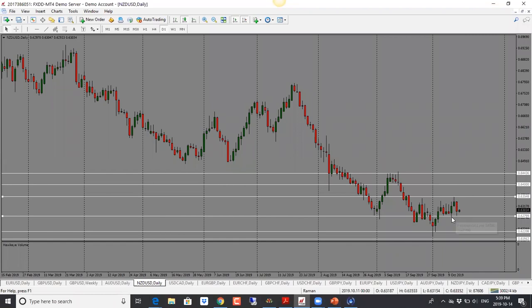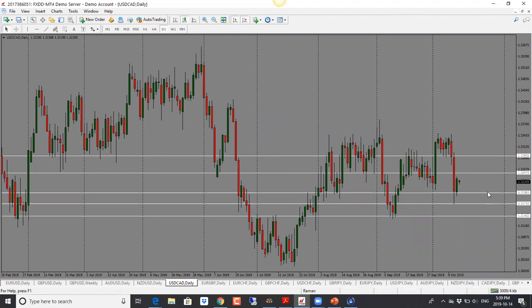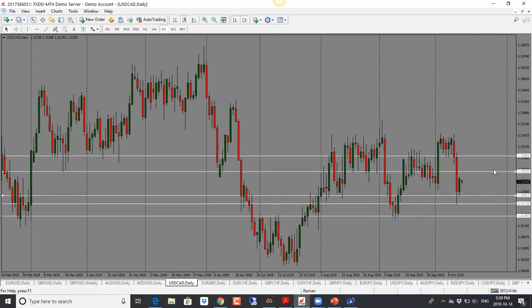But we have a nice bearish candle close, and only if the price breaks through the support, I would be looking for price to drop further. So bias here is bearish for New Zealand dollar. Dollar CAD here, this one is neutral here as well. We do have a bullish candle close, so this one could go higher. So neutral to bullish is what I'm looking for here.